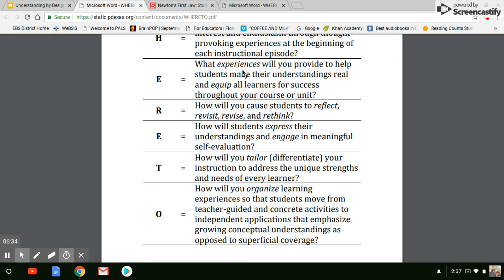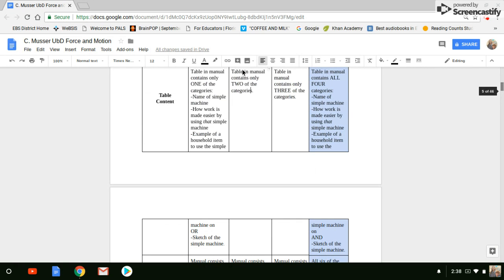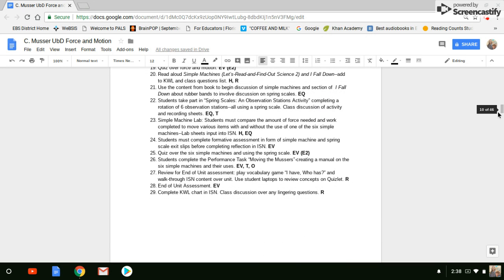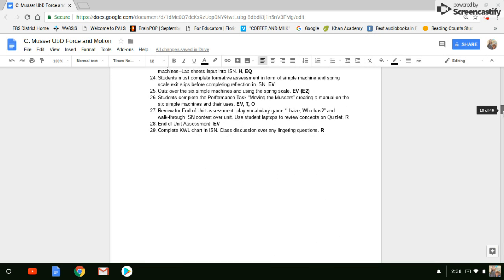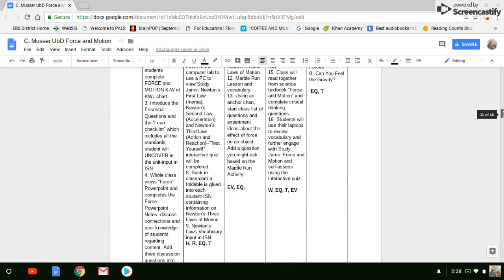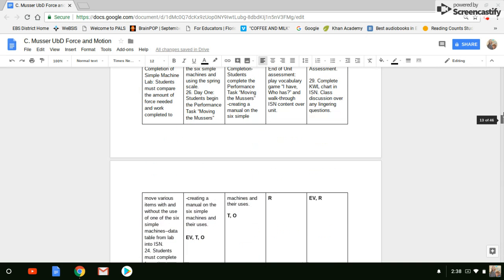Revisiting, rethinking, how can we let the students express and engage in meaningful self-evaluation, how will we differentiate it, and how will we organize it. Now that was a big part for me in the organization. As we move down into the template, organizing according to WHERETO was brand new for me. So laying out all of the learning activities and coding it with WHERETO really made me evaluate what's important, what do I really want in this unit, as well as the incorporation of the calendar, as you can see, that lays it out day by day.